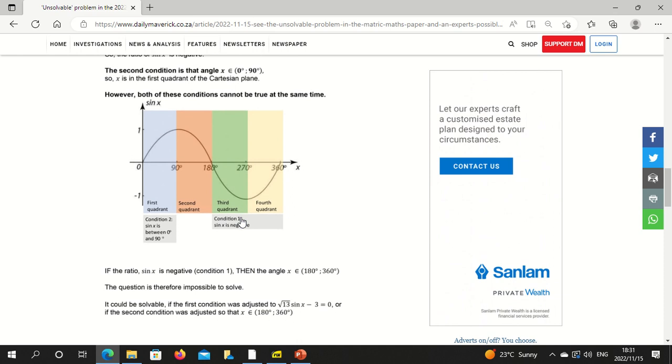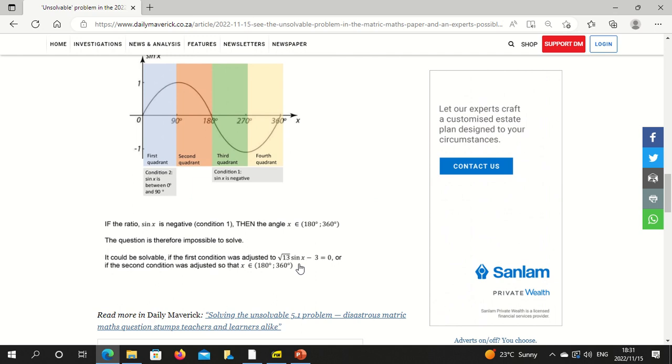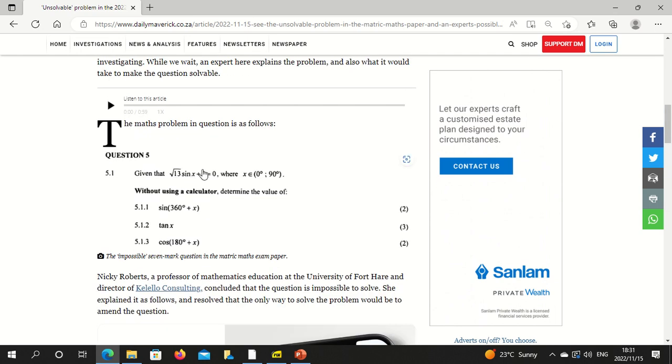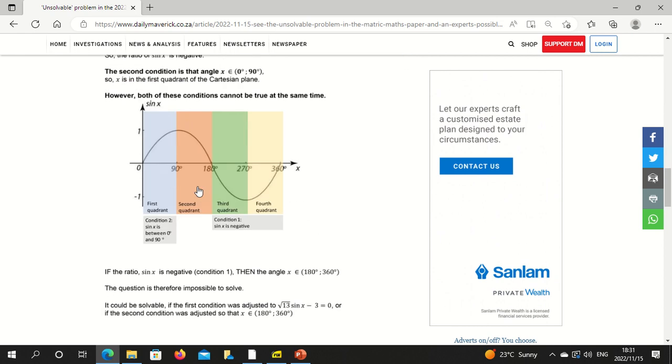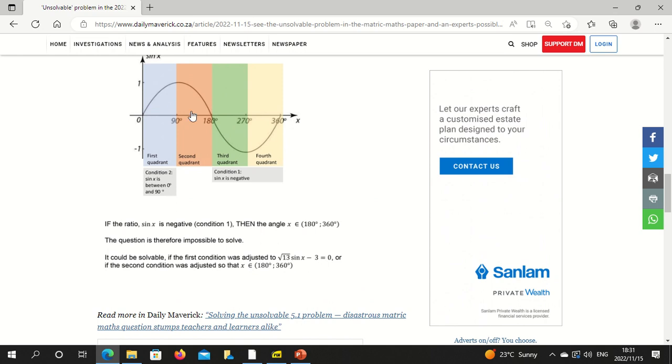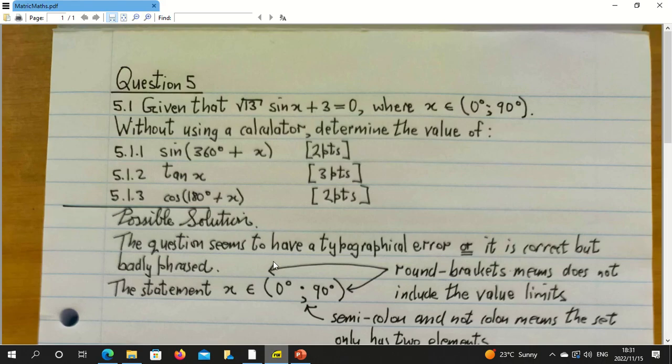And the only way to make the problem solvable is either there's a typo where instead of having root 13 sine plus 3 equal to 0, you have root 13 sine minus 3 is 0. Alternatively, if you adjust the range to say x is in 180 to 360 as opposed to 0 to 90. That is one possible interpretation. But there's another possible interpretation. Here's how we can look at it.